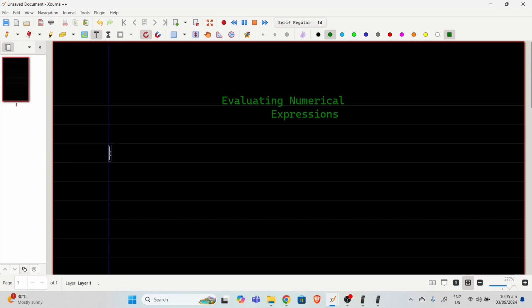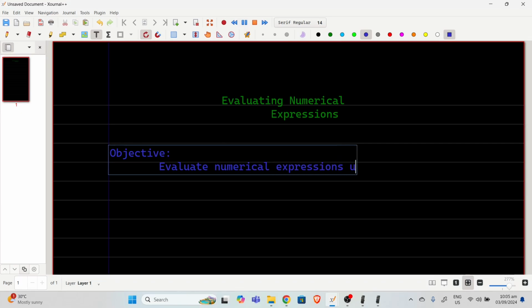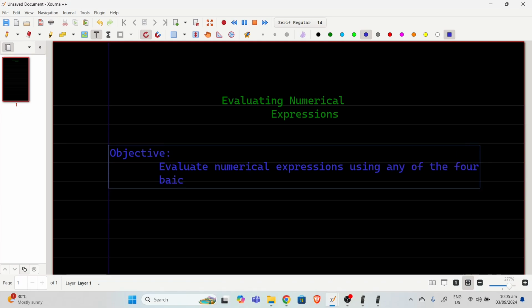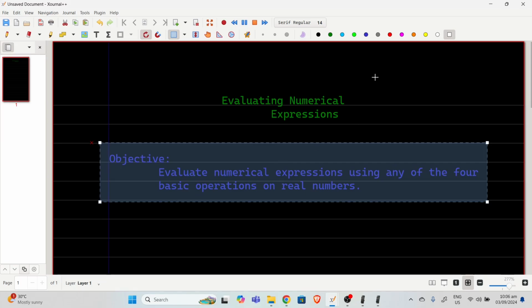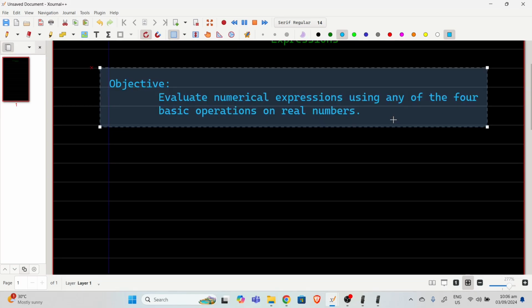And the objective for this lesson is to evaluate numerical expressions using any of the four basic operations on real numbers. Right, so that's the objective that we're going to be doing today. Evaluate numerical expressions using any of the four basic operations on real numbers.